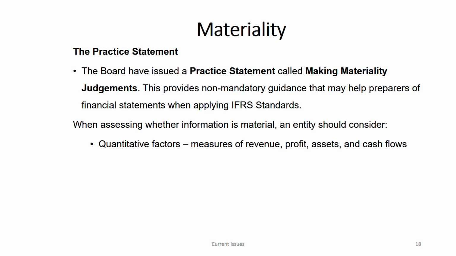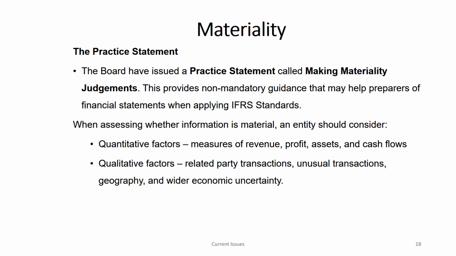Here the entity should consider two things. One is the quantitative factor, one is the qualitative factor. You have to see both when you want to decide whether this information is material or not. Quantitative factors are like the threshold which is given to you, such as measures of revenue, profit, assets, and cash flows. I suppose it's 1% or 5%. Okay, some quantitative factor is there. Then qualitative factors you also have to see.